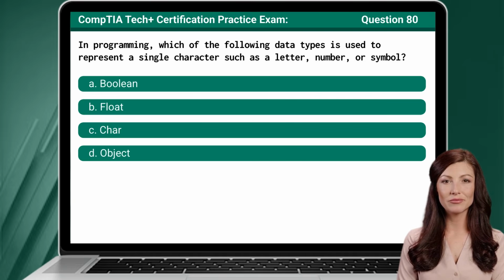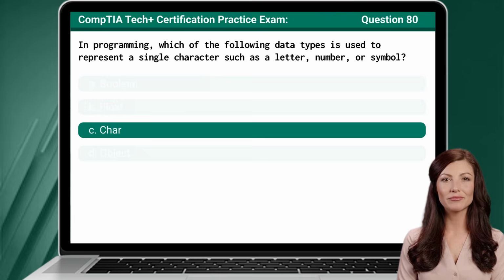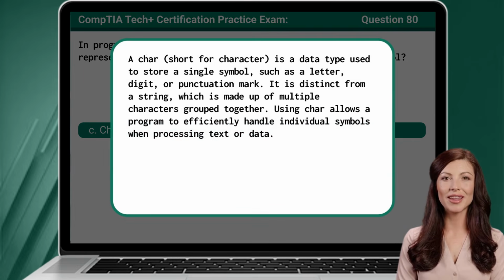The answer is C. Char. A char, short for character, is a data type used to store a single symbol, such as a letter, digit, or punctuation mark. It is distinct from a string, which is made up of multiple characters grouped together. Using char allows a program to efficiently handle individual symbols when processing text or data.